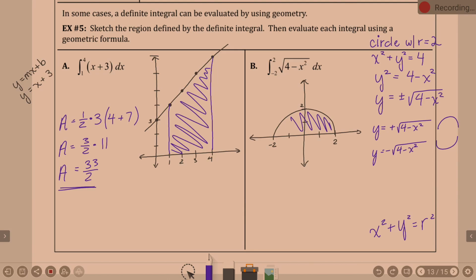And we've done this area lately, haven't we? 1/2 pi 2 squared. Yep. 1/2 pi r squared. I guess, I don't know, I feel like we've done that lately. So yeah, 1/2 pi r squared, which is 1/2 pi 2 squared, which is 2 pi. I'm always going to leave my answer as 2 pi unless they ask for it otherwise. Okay?